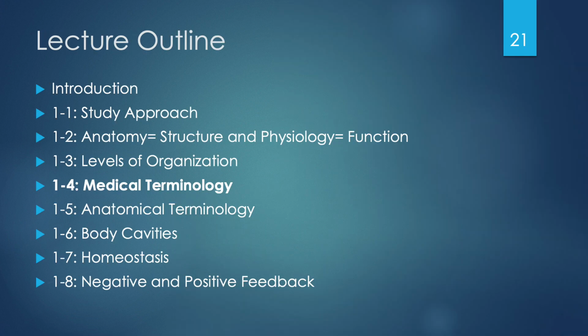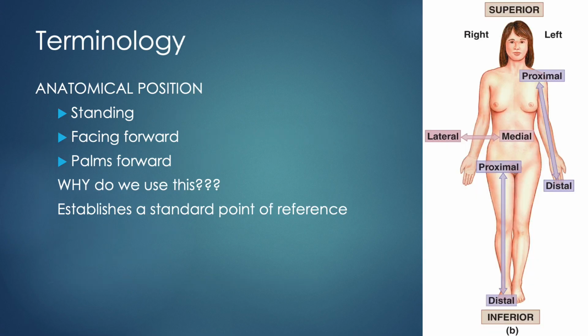Now let's discuss Chapter 1, Section 4, Medical Terminology. So let's discuss anatomical position. Anatomical position is, as you see on the right, if somebody were to stand up with their arms fully extended, their palms facing forward, and their feet together, just standing completely straight, aligning on the side, your ear over your shoulder, over your hip. This is our anatomical position, and it's important because it gives us a frame of reference to describe things to different people.